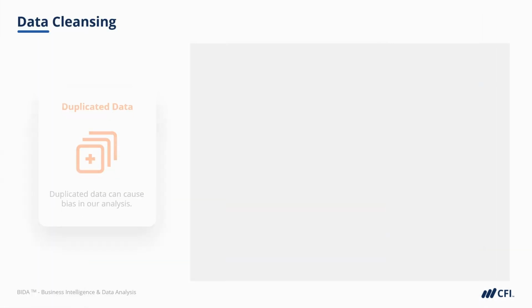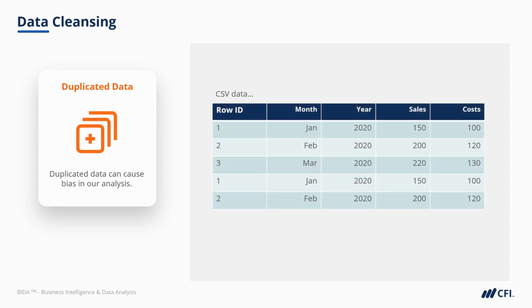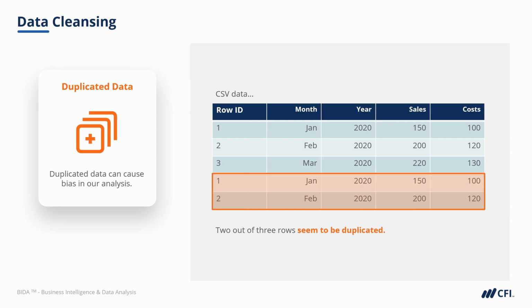Next up, duplicated data, which can cause problems in our analysis, as it may weight our models unfairly towards the duplicated observations. In this first example loaded from a CSV file, 2 out of the 3 rows seem to be duplicated, including the row indexes. That should worry us and prompt us to investigate how the file was created. At a glance, it looks like the duplicated rows should be removed, but we should investigate the source to confirm. Only then can we truly understand the data we're looking at.